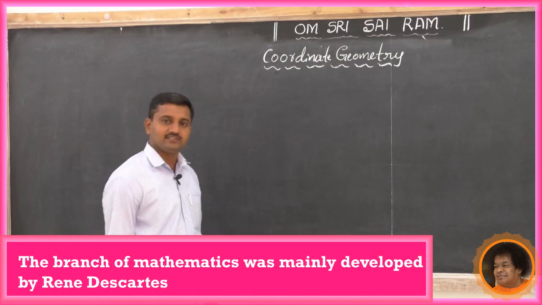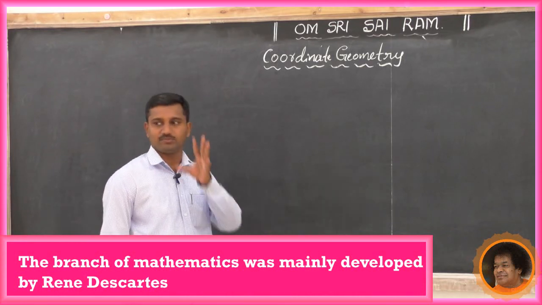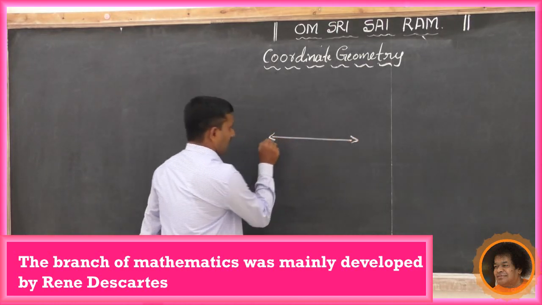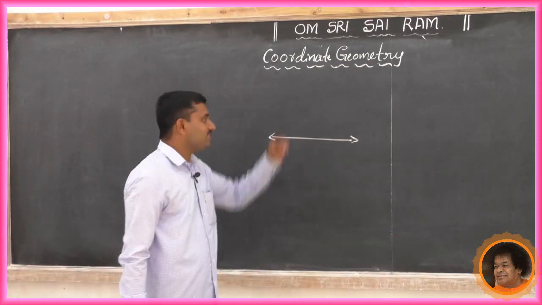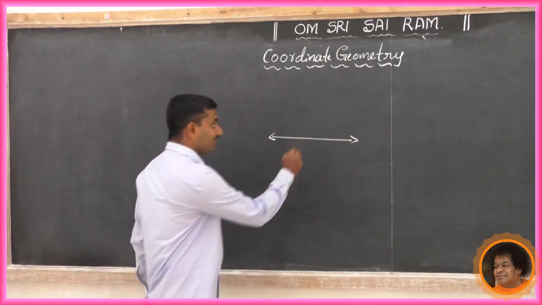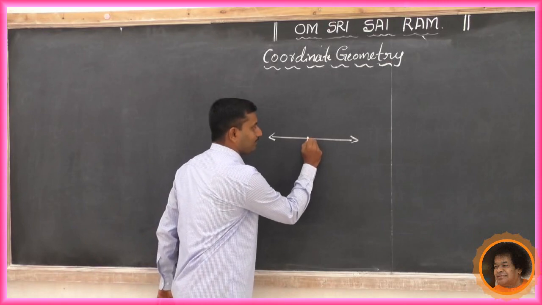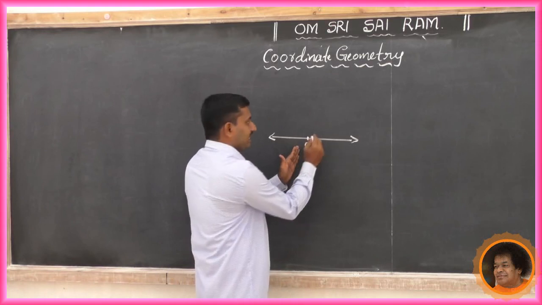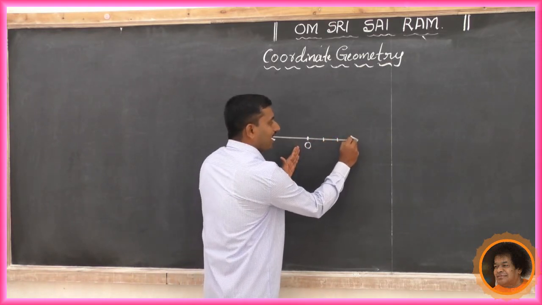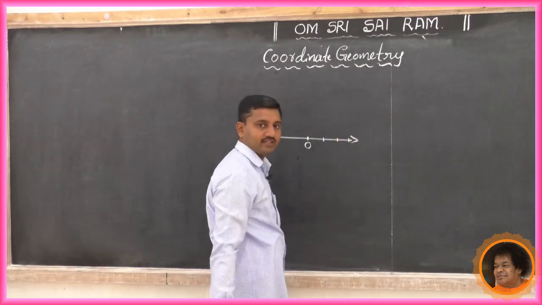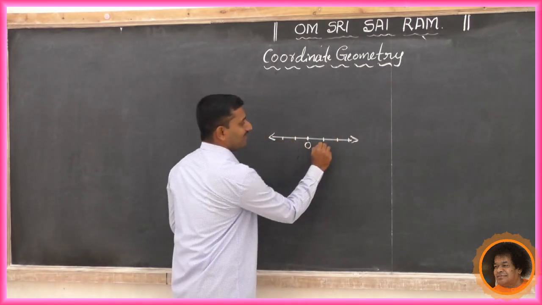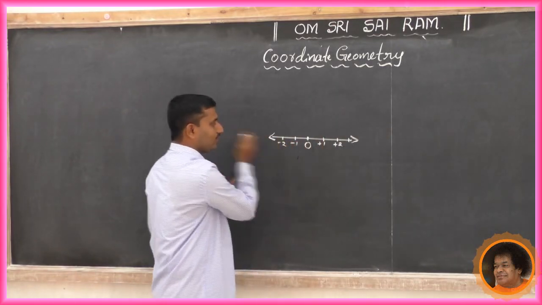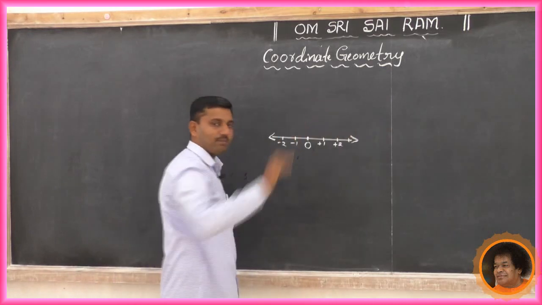You already studied the concept of the number line. How to locate a point on a number line? On the number line, there is one fixed point. From this fixed point, equal units are marked positively in one direction and negatively in another direction. So plus 1, plus 2, and so on. Minus 1, minus 2, and so on. So this is a number line.